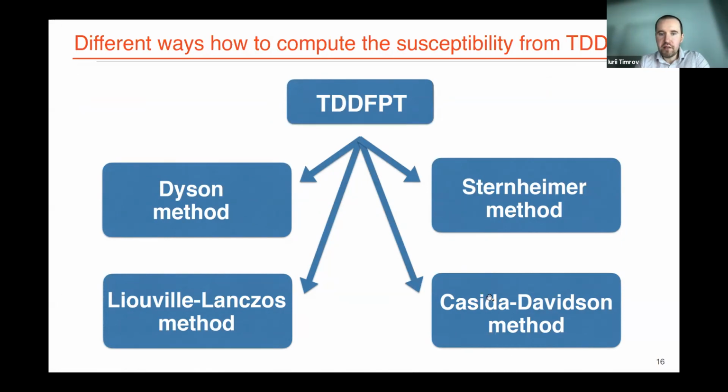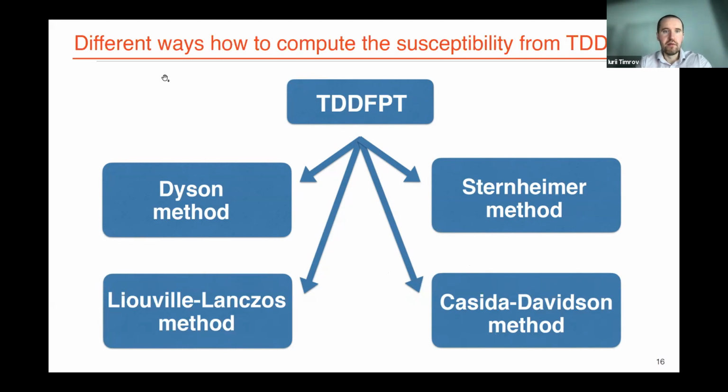In the second part, we will study solids instead of molecules, so no molecules any longer. So we study solids and we study a different spectroscopy, which is electron energy loss. And we will do that using two methods. First one is Liouville-Lanczos again. This is very powerful, can be used for molecules, solids, and different spectroscopies. And the second one, the Sternheimer method, which was not discussed by Oscar so far.